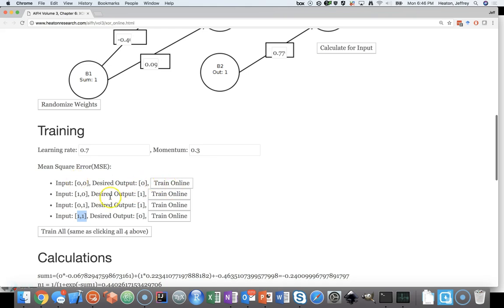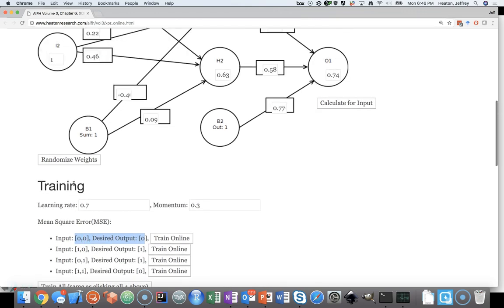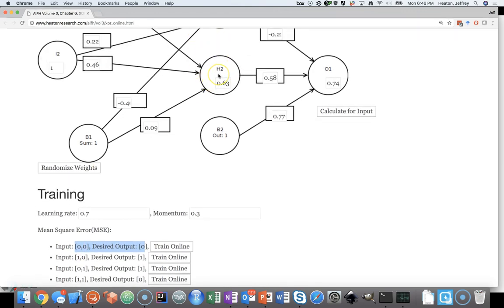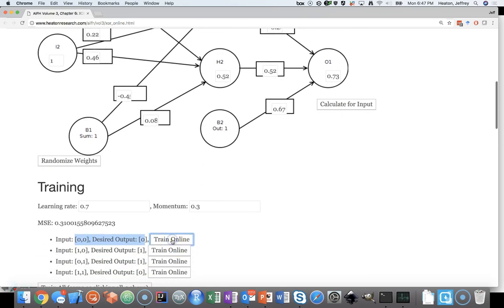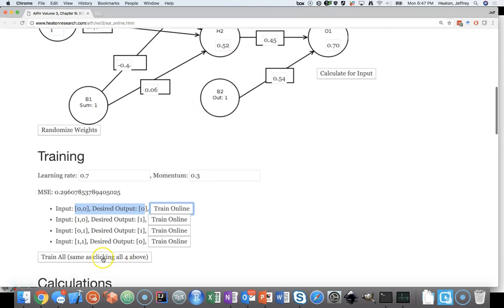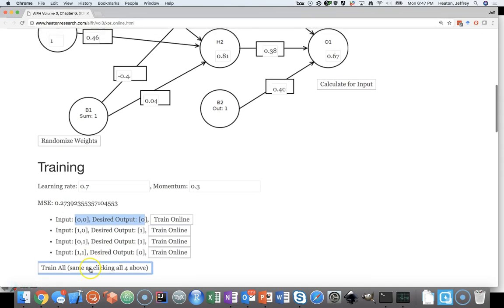But to train it, first you do the whole calculation for the first element, and then you can update the weights. Or you can sum up all the derivatives, all the gradients, and then calculate the weights. So if you do just one of these, train online, you will see the weights adjust just a little bit. If you want to train in batch and do all 4, you click that. And I don't quite have enough room on the scrolling, but if you click that, you'll see that basically the weights are changing, and the mean square error is very, very slowly going down.